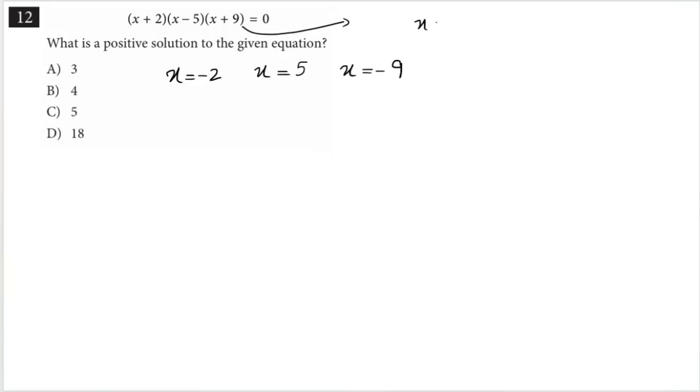When you have a factorized form, you put each of the factors equal to 0 and get the value. So there's only one positive solution, 5. So C is the correct answer.